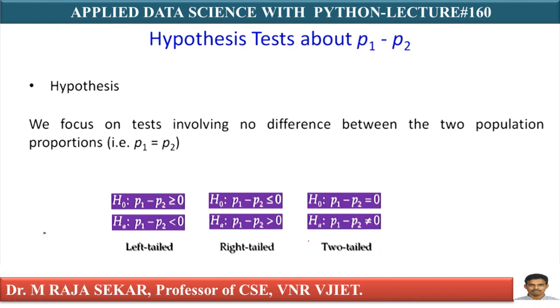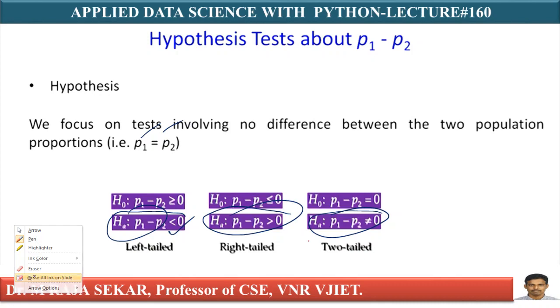Now, as usual, I already discussed what is a left tail test, what is a right tail test, what is a two tail test. Same concept here in the alternative hypothesis. If you have the less than symbol, that is a left tail test. If you have the greater than symbol, that is a right tail test. The not equal symbol is known as a two tail test. We are assuming the two population proportions. Here P1 is one population proportion, P2 is another population proportion. We are assuming that P1 equals P2.